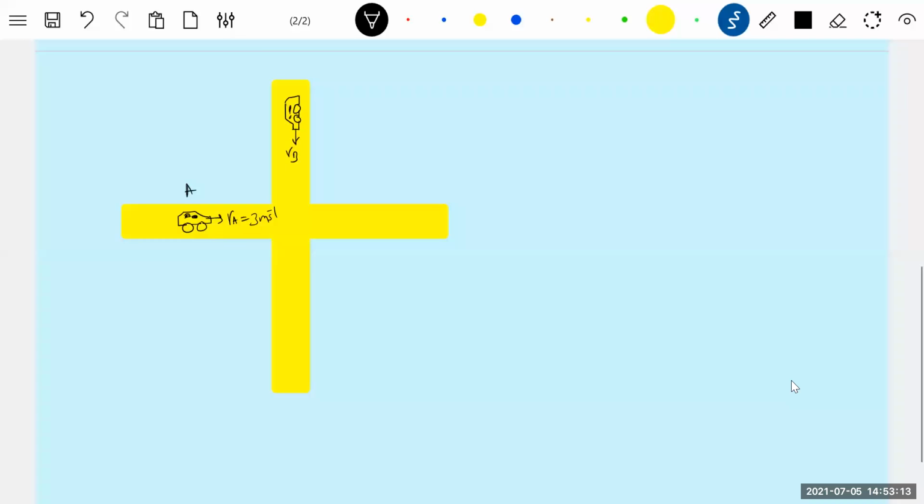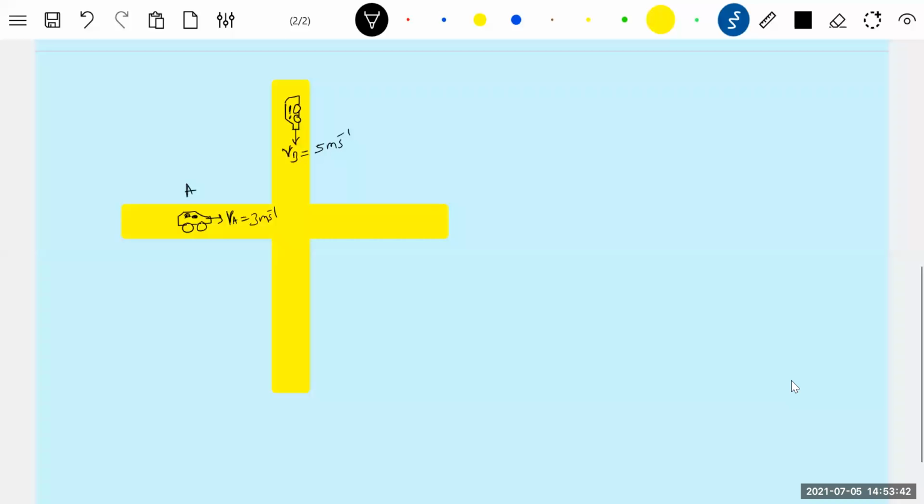This is car A, this is car B. Car A is moving with 3 meters per second. These are the roads, a junction. Now, when car A looks at car B, it feels that it is moving with a certain speed. I'll give one problem: with what speed and in what direction does car A feel car B is moving?